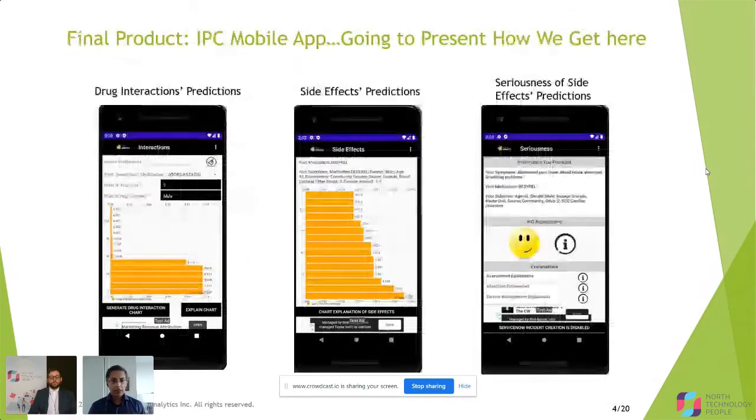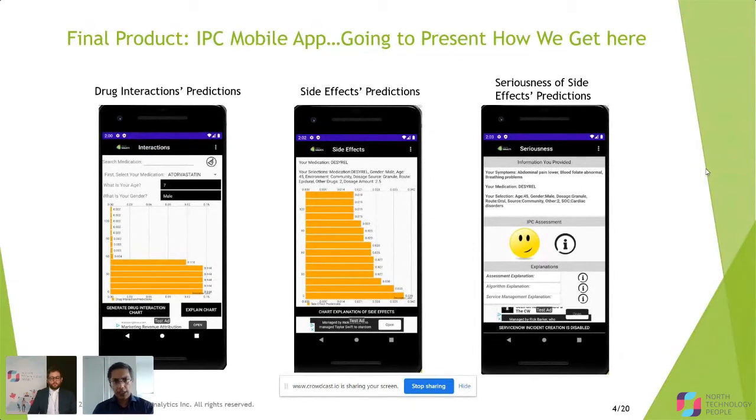So the final product really is 3 use cases, right? We've integrated this into the Android and Apple app. It's available right now. Everyone can download it. It's free. So what this app will do is, as I mentioned, analyze unstructured textual data and predict the drugs that will interact with that medication. So this drug is atorvastatin, which is a statin for if you have chronic heart disease.